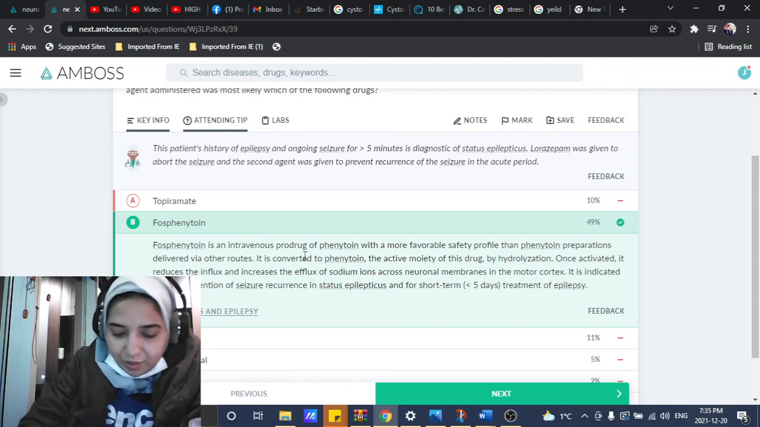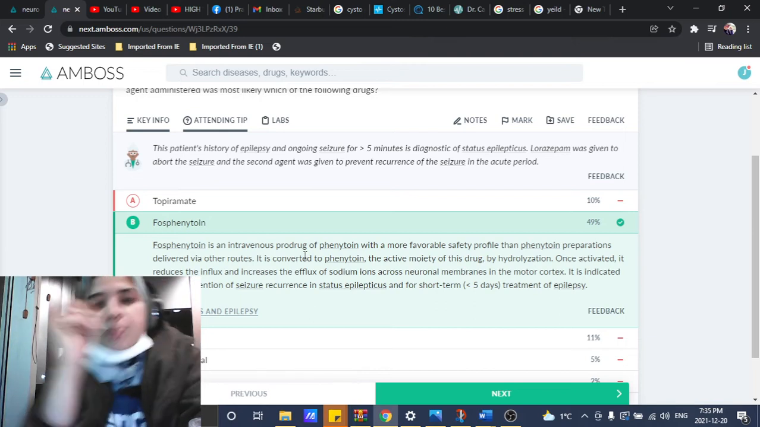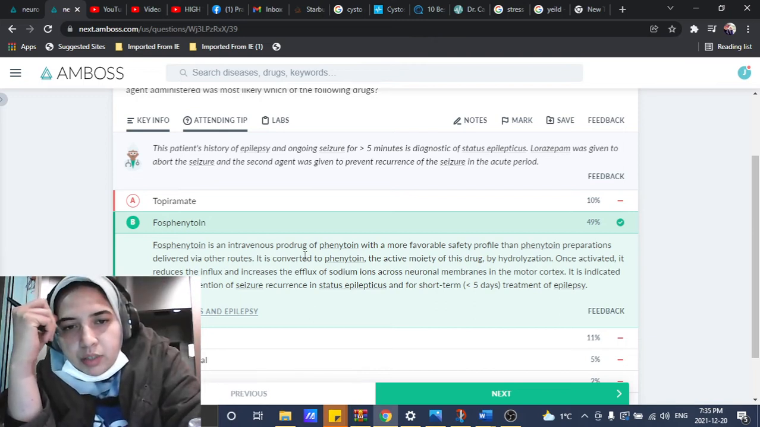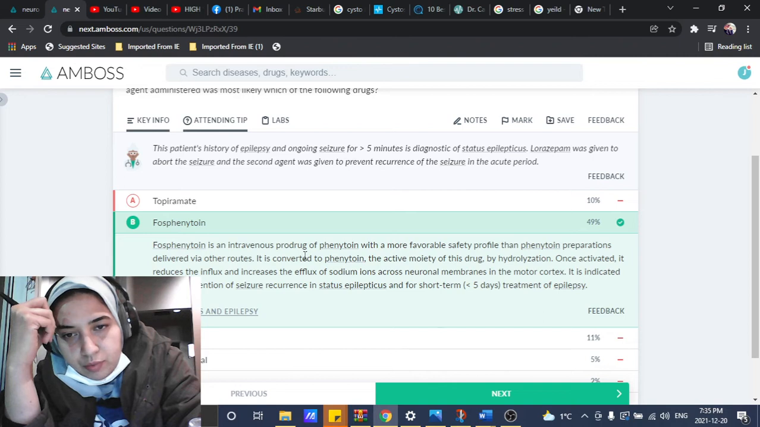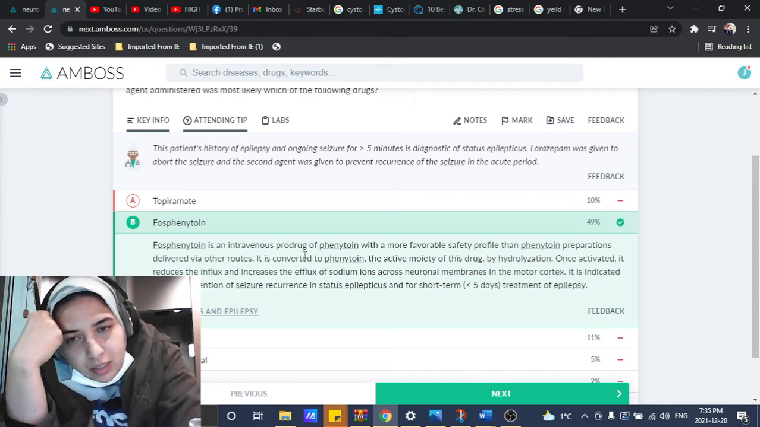Okay, so fosphenytoin blocks the recurrence of seizure, so we gave lorazepam and then we gave fosphenytoin. Blocks the recurrence of seizures, and it is a prodrug, right? So it's converted to phenytoin, which is the active form of the drug, by hydrolysis. Once it's activated, it reduces the influx and increases the efflux of sodium. So I'm just saying you're getting hyperpolarization. I can't even speak anymore. It is indicated for the prevention of seizure recurrence and status epilepticus.